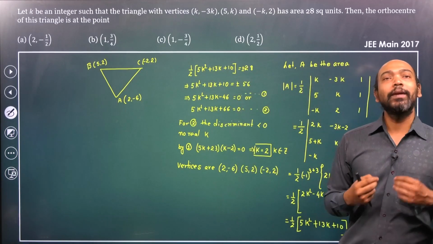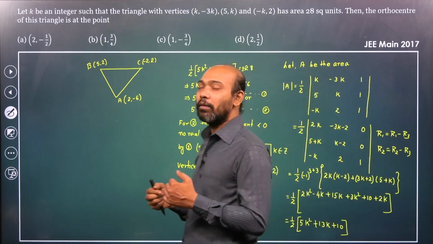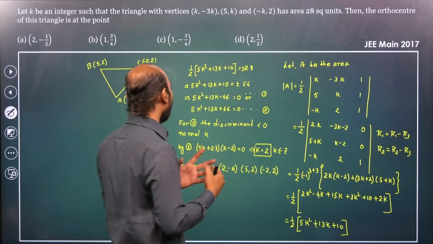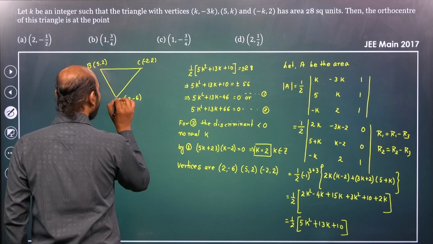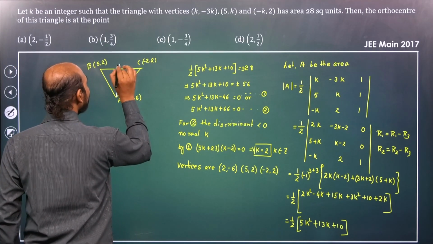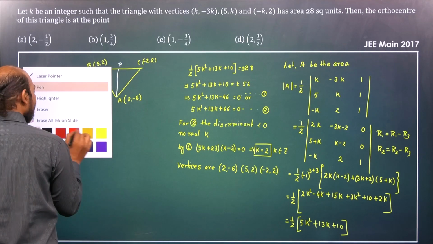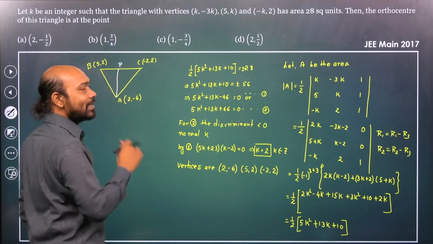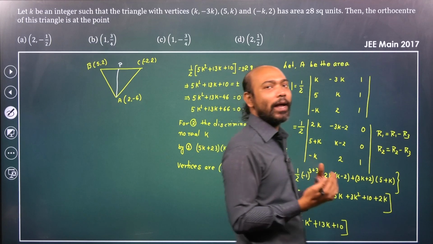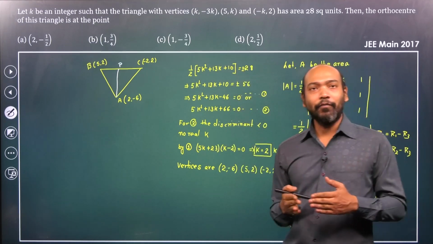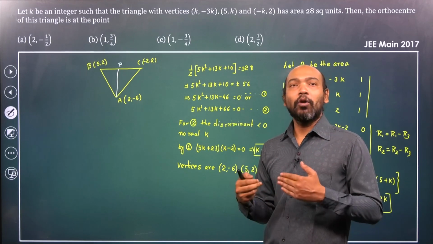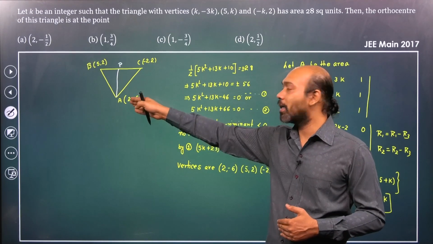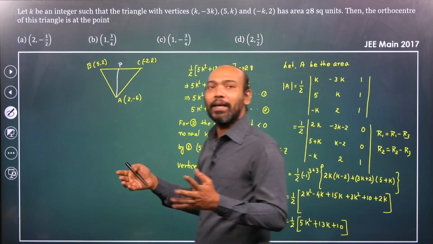Now what we learned is that to find the orthocenter, we need to drop a perpendicular. So here I drop a perpendicular from A to BC, that is P. Now see that as BC is a horizontal line, because the y coordinate is the same, therefore AP is parallel to the y-axis, and obviously it passes through 2, 6.